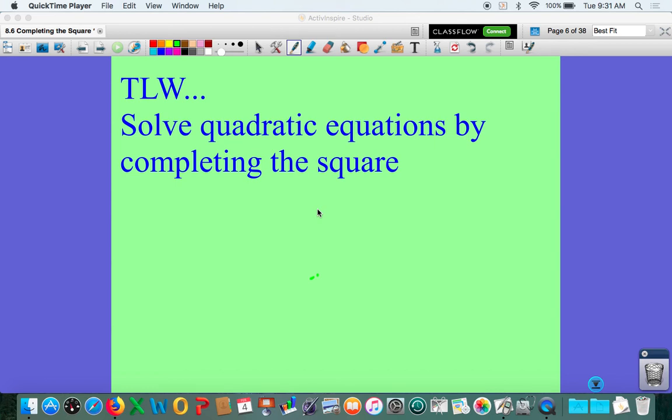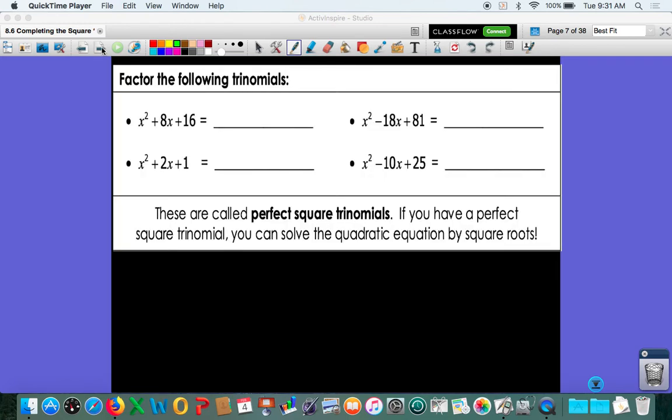Alright, today we're going to learn about solving quadratic equations by completing the square. Alright, the first thing we're going to do is a little bit of review. We're going to factor our following trinomial. Okay, we're going to do just a couple of these.